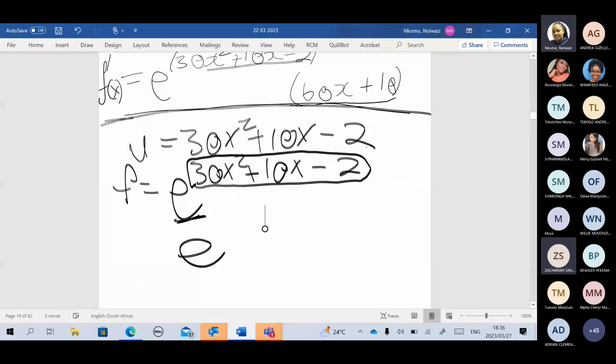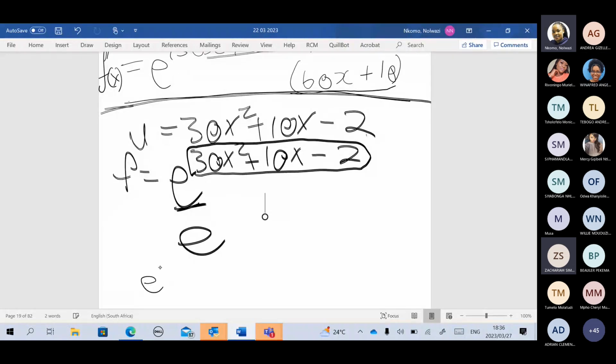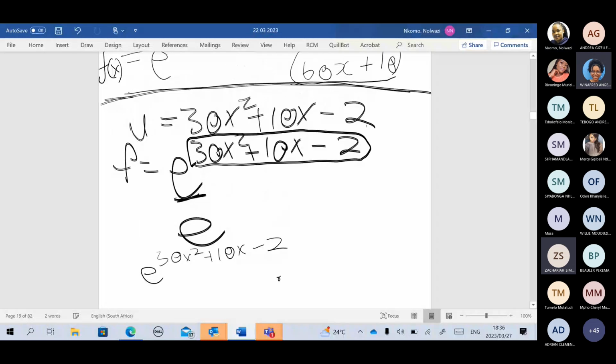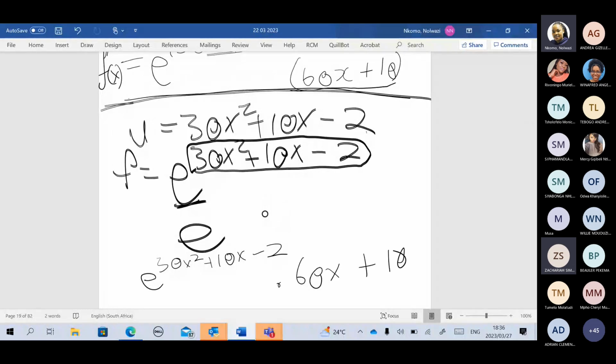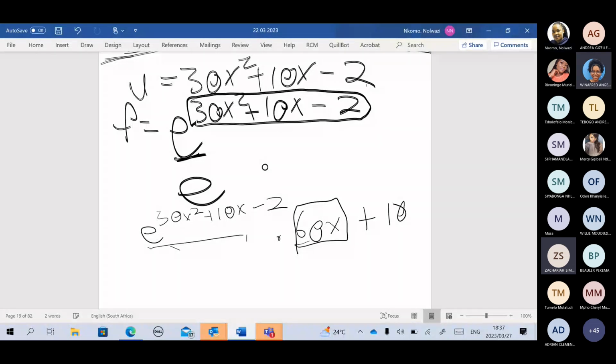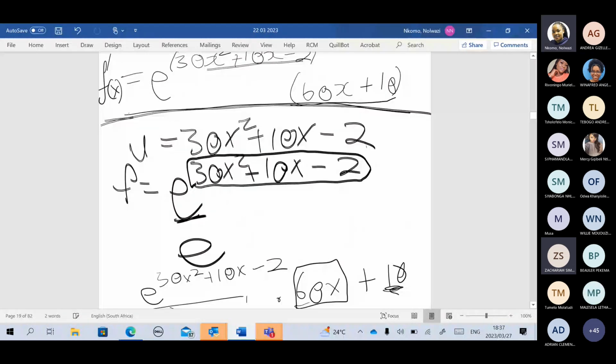Yeah, for e to the power, that's correct. Like if you write that as e to the power 30x squared plus 10x minus 2, then times 60x plus 10, yes, it's wrong, because this means this e to the power only multiplies 60x. It means we have 60x times this, then everything plus 10. But we have 60x plus 10, then everything times e to the power that function. Okay, I got it. Thank you. All right.